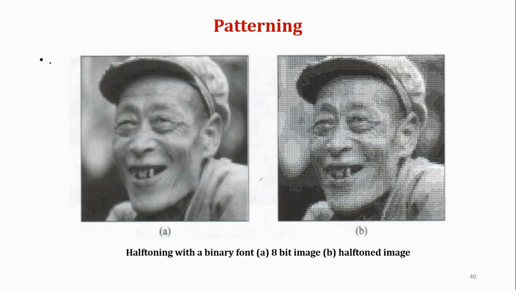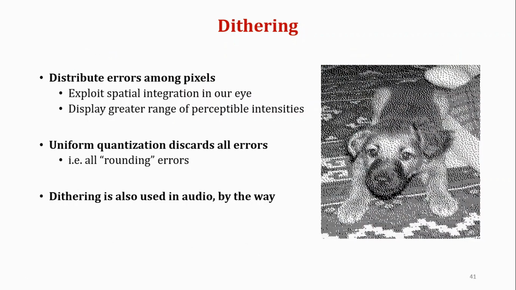So here is an example of patterning. The first image is an 8-bit image, a binary image, and this one is the halftoned image. So next is dithering. Dithering distributes the quantization error among the neighboring pixels. So instead of abrupt intensity changes, the errors spread across the image. That is what dithering is. So this creates a smoother visual transition.